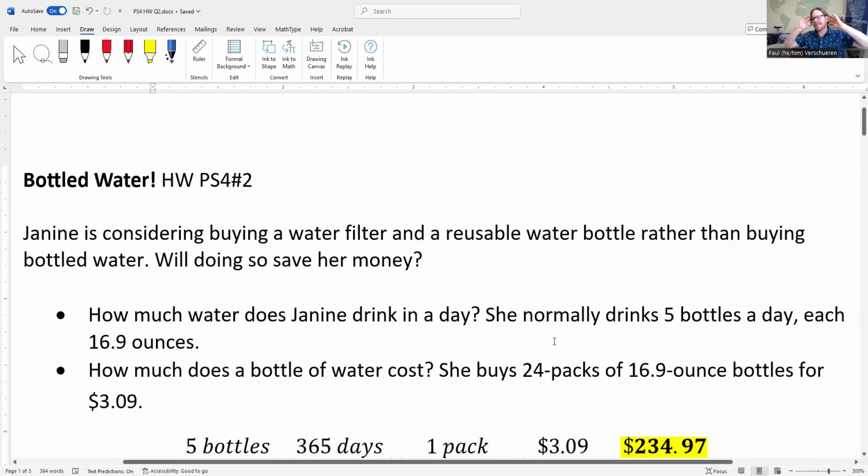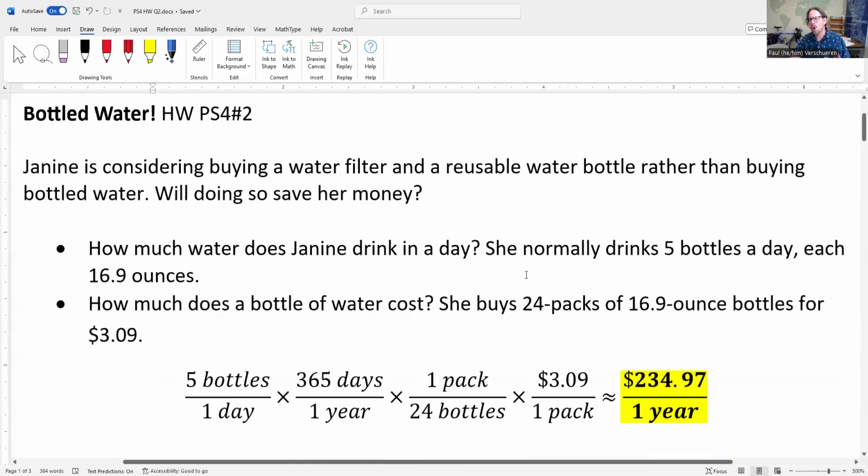So the way I organized this is I took it one question at a time and just copied and pasted only the pertinent information, right? Like this first part is to show how much the bottled water was costing her. And these two first bullet points are all we need from that problem to solve it. And I solved it using these long dimensional analysis things. You don't have to. You can solve it in different ways, but I just chose to do it that way.